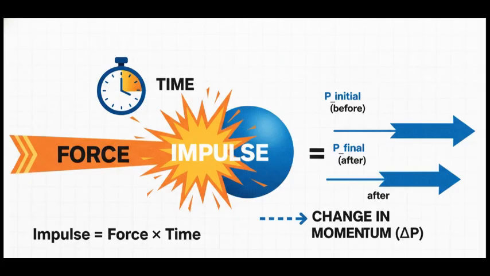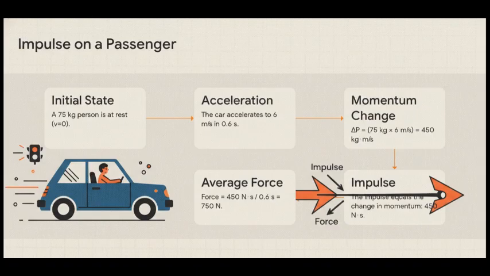Now, here's the crucial point. When you apply a force over a period of time, you create something called an impulse. And that impulse, it's exactly equal to the change in momentum. So if you want to change something's momentum, you've got to apply a force over a certain amount of time. Simple as that. All right, let's put this into practice.